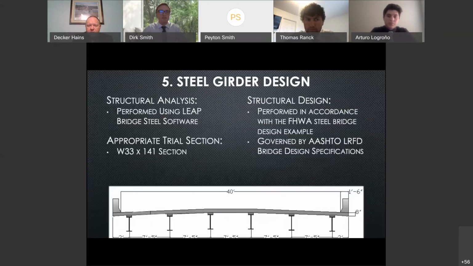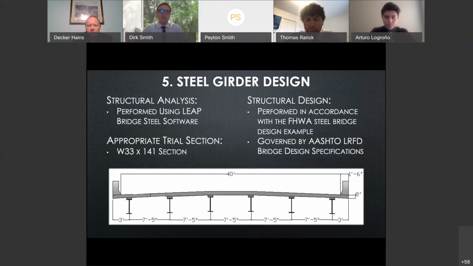The second alternative superstructure design we considered consists of steel girders. Structural analysis was performed using Leap Bridge steel design software using the cross-section shown on screen. From the maximum bending moments and shear forces seen within the structural analysis, a W33 by 141 section was selected as a trial member. Similarly to the pre-stressed concrete girder design, this design was also governed by AASHTO LRFD design specifications.